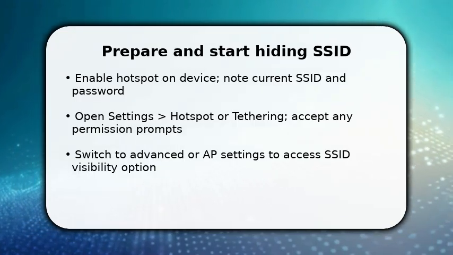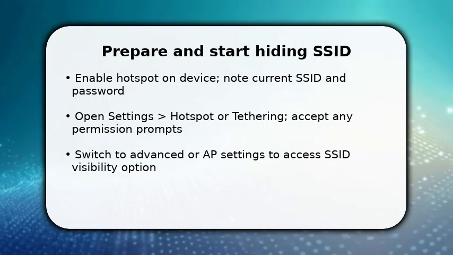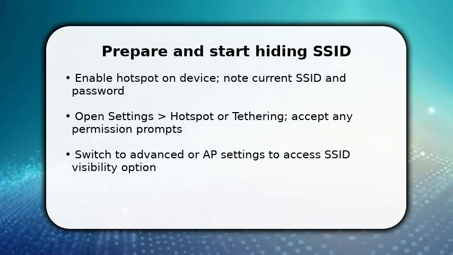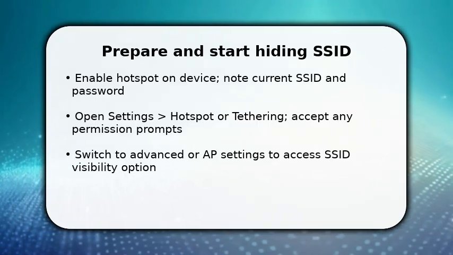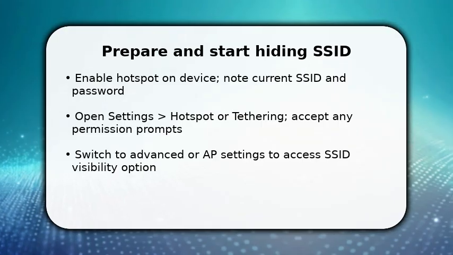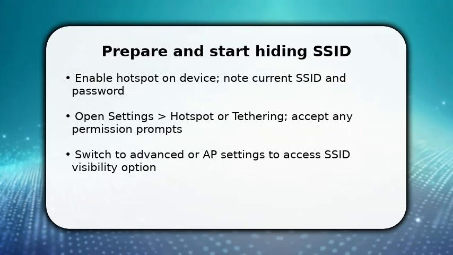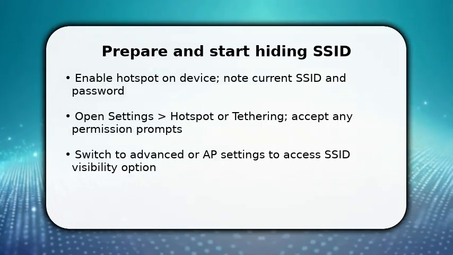Next, tap Advanced or AP Settings to reveal the visibility control. You're doing this to stop casual scanning devices from listing your network, not to secure it fully. Make the change now so devices won't automatically see the name, and keep the password handy for manual connections.